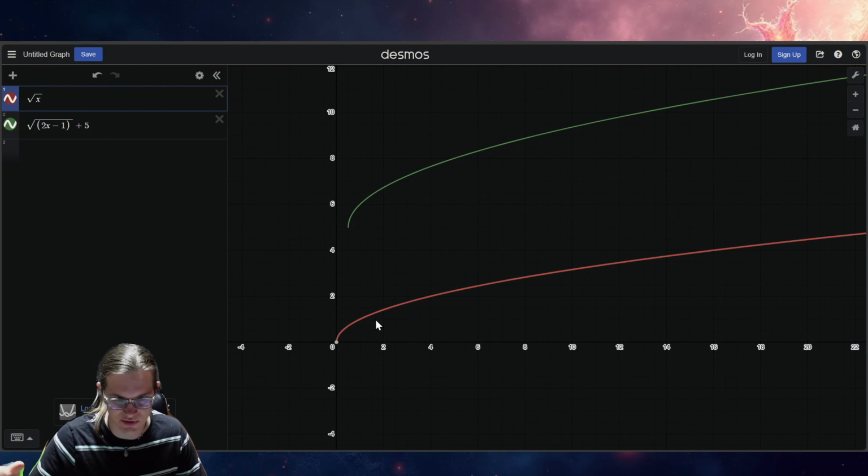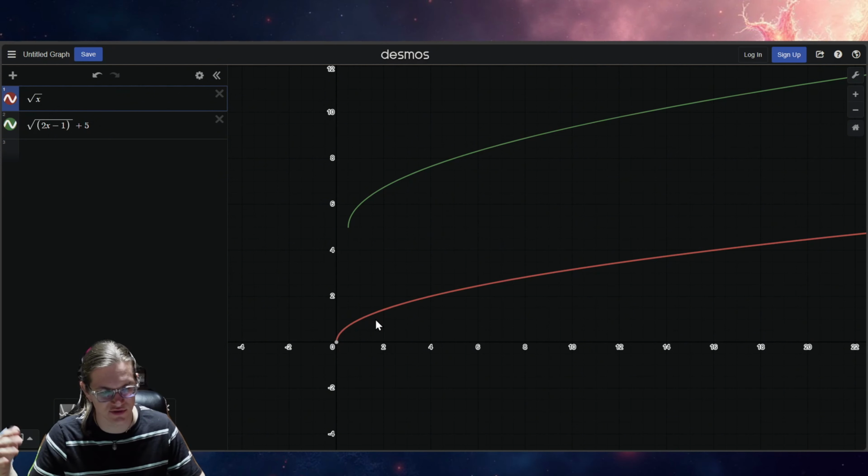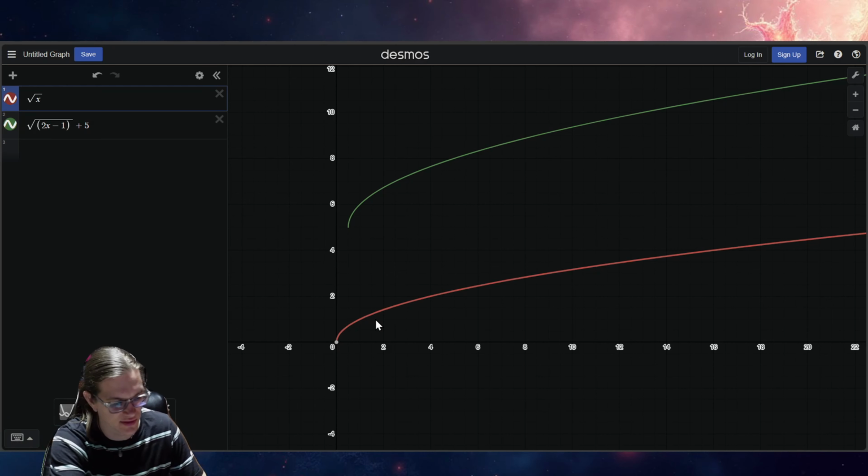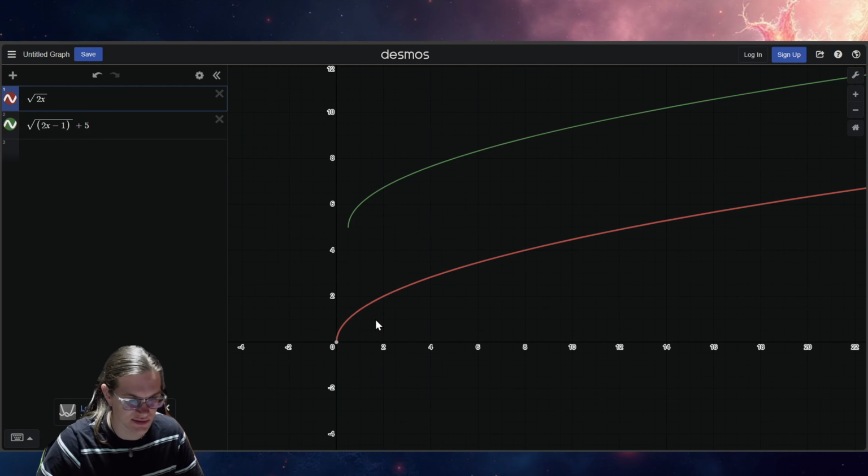And this is why Desmos is perfect for understanding transformations, because you can watch them happen live. Drawing them yourself is helpful, but Desmos is a really good tool for demonstrating it to yourself. So 2 times the x. Okay, now we got that vertical stretch happening.